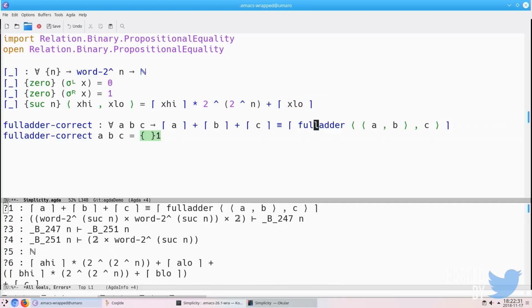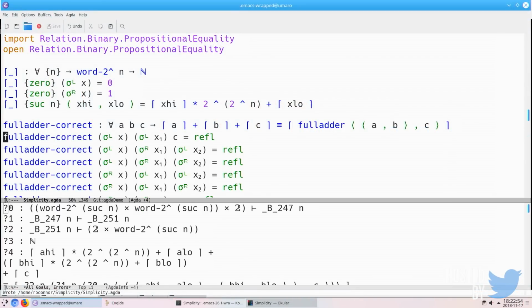That's right there. All right, and this is a specification for our full adder. It says that if we have bits A, B, and C, and we plug them into the full adder and we ask for the interpretation of that, that should be equal to the sum of the interpretations of the individual bits that went into the full adder, right? How are we going to do this?